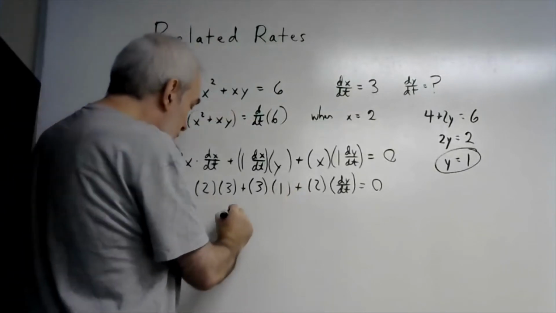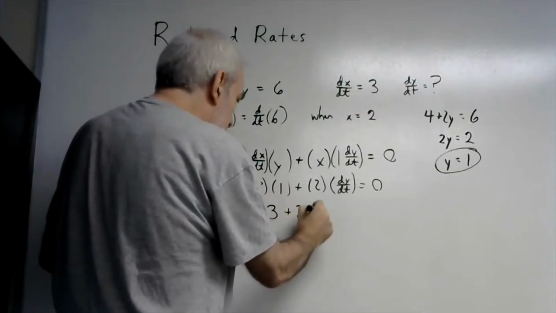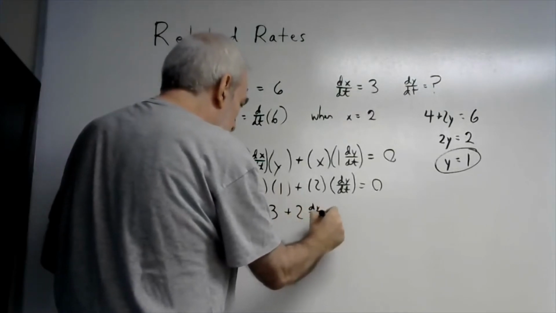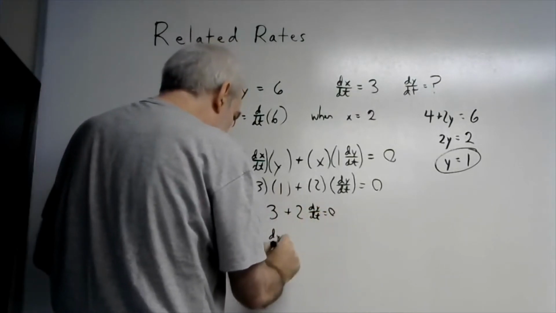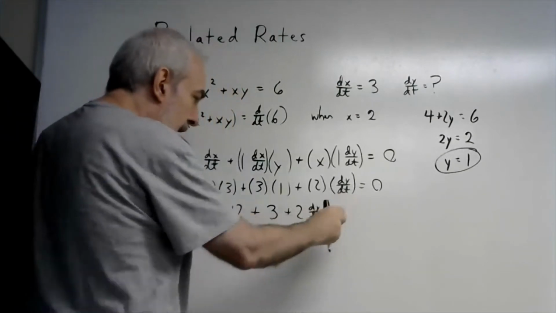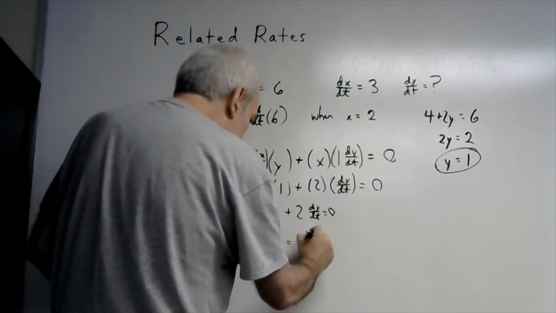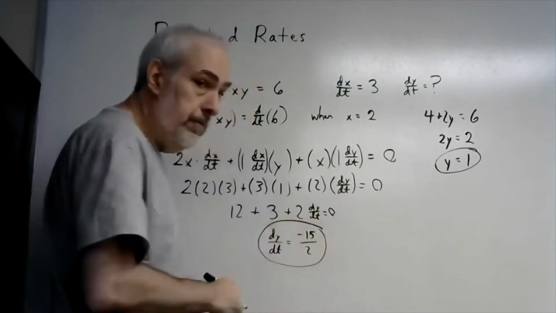4 times 3 is 12, plus 3, plus 2 dy/dt equals 0. So dy/dt is going to be, well, that's 15, so subtract 15 and then divide by 2. So negative 15 halves is our answer.